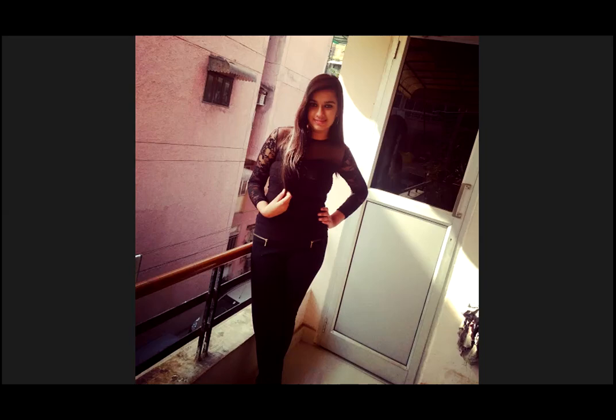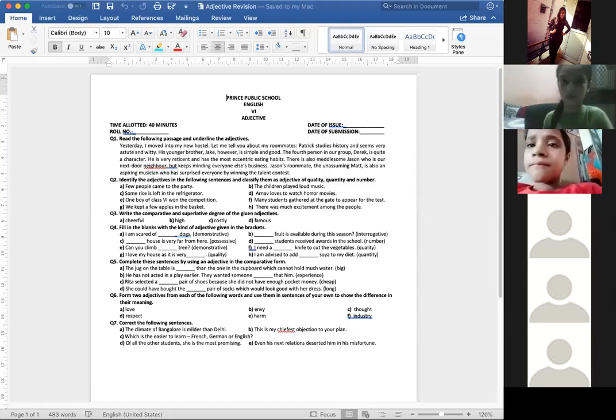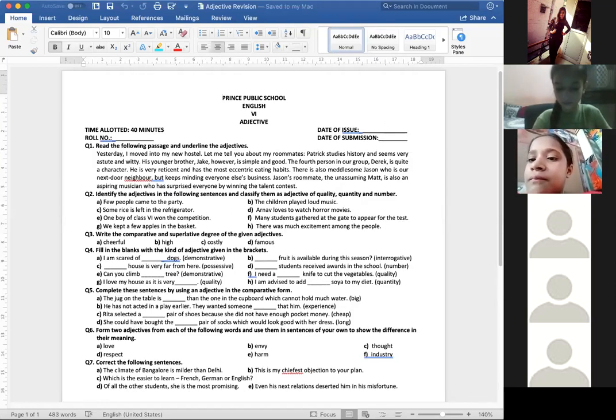All right. So I hope you all have done the adjective sheet that was sent to you yesterday on the WhatsApp group. Anyone who has a doubt in the sheet or something that is not clear? All right. I'm giving you the sheet. This was the sheet, right?